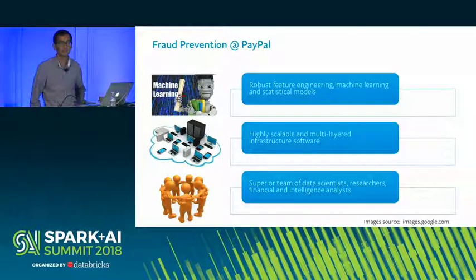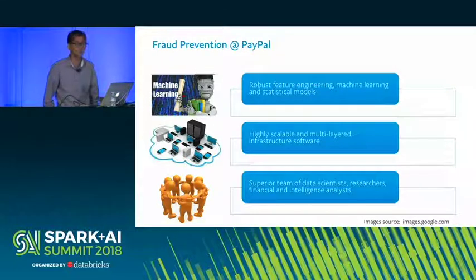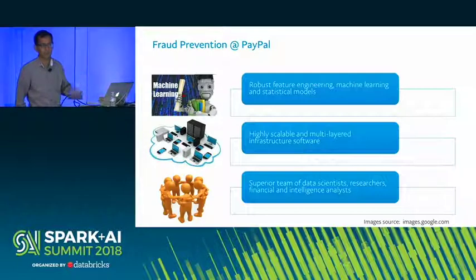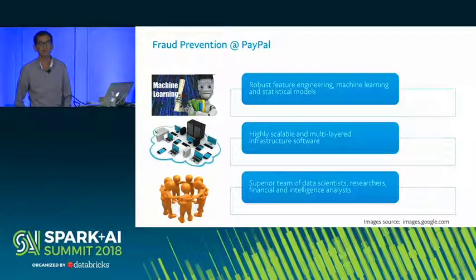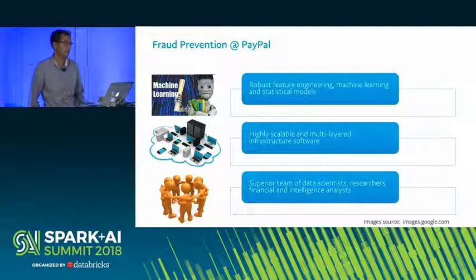Earlier, we used to have simple linear models and single layer neural networks, and now we have an ensemble of gradient boosted trees and deep learning techniques to build our machine learning models. Obviously, we process billions of transactions, so we have a highly scalable infrastructure to do fraud prevention and take decisions in real time within a few hundred milliseconds. We also have a superior team of data scientists, distributed across 3 different locations: Israel, San Jose, and Shanghai.